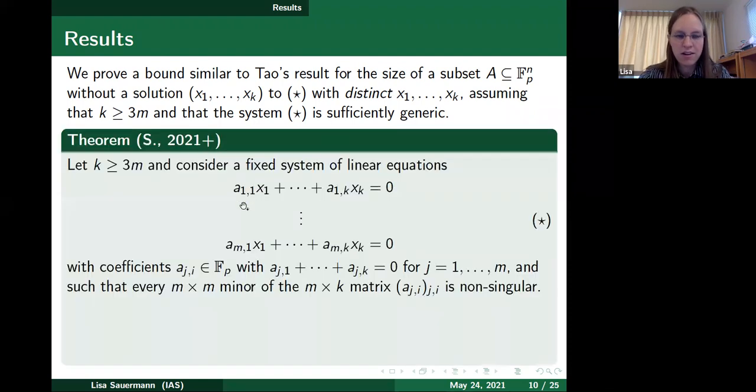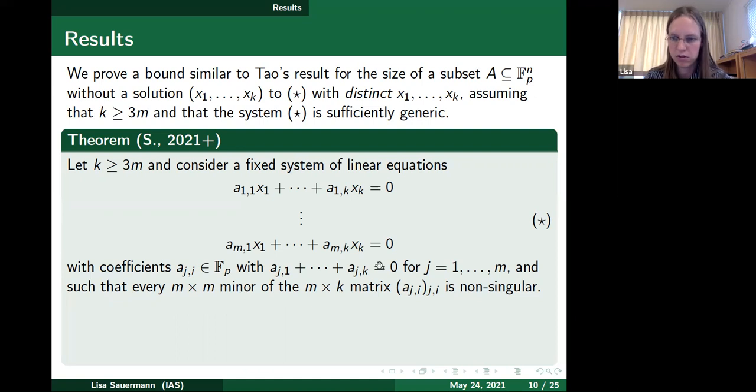And so here is our theorem statement. So k is at least 3m. We have the system of equations. These coefficients are again in F_p, and we make the assumption that for each equation, the coefficients sum up to 0. We discussed before that this assumption is necessary to get anything interesting. But now we also need to make this genericity assumption, namely we need to assume that every m by m minor of the m by k matrix of these coefficients a_{ij} is non-singular. So you have this matrix of coefficients in the system, and we want to assume that all m by m minors are non-singular.